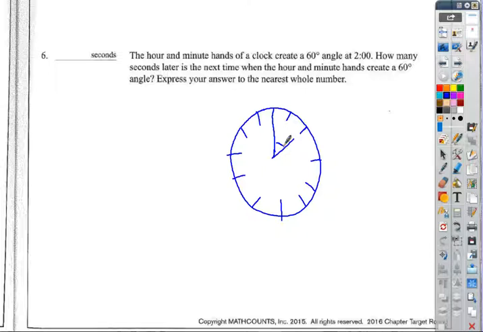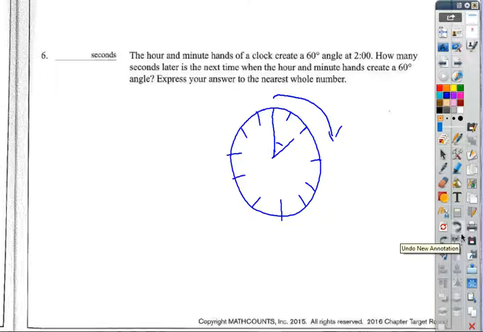Since the minute hand is moving faster than the hour hand, to create another 60-degree angle the minute hand is going to have to pass the hour hand and create another 60-degree angle somewhere on the other side. So somewhere like there, right?